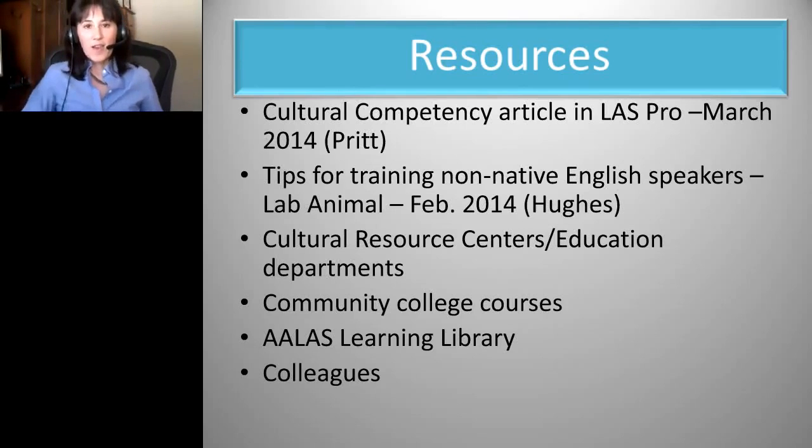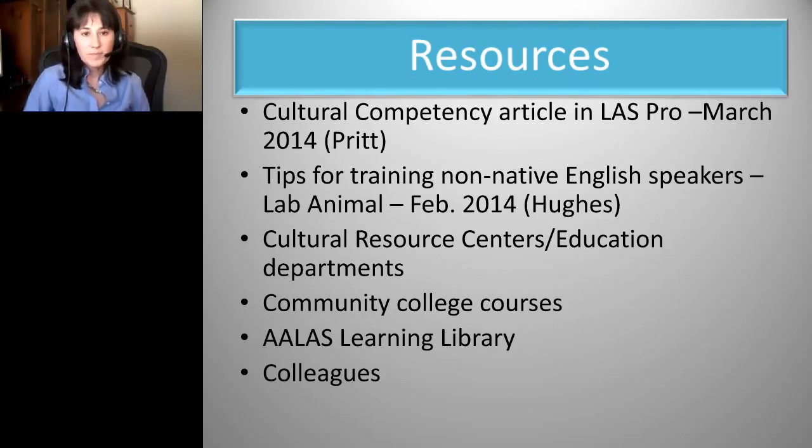Okay, so these are some of the resources I wanted to share. The article that I was talking about in the beginning by Dr. Stacy Pritt and some others is called Cultural Competency, and it talks about skills that are needed for today's workplace to be competent in this. So that's a really good one. My other favorite one that I mentioned a couple times was the tips for training non-native English speakers by Letessa Hughes, in Lab Animal, February 2014. I highly suggest you check those out.